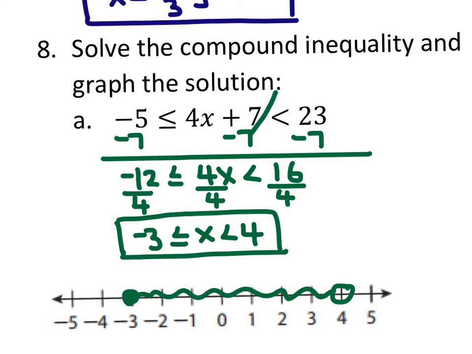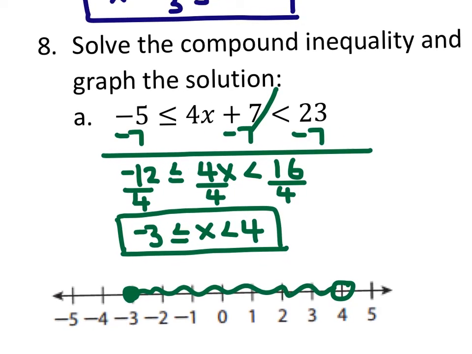On number 8, I need to solve for the compound inequality. So I'm going to work off the middle and try and remove everything until I have x by itself here. So I'm going to subtract 7. And what I do to this side, I need to do it to the other two sides. So -5 and -7 become -12. I'm going to still have the less than or equal to. I still have the 4x. These cancel. I still have the less than, and 23 minus 7 is 16.